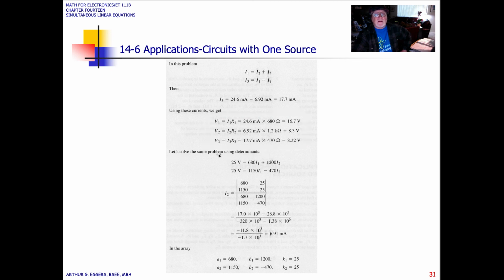Now it looks like the book is shifting gears here. They say let's solve the same problem by using the determinant. So in essence, we've started over again. So let's stop there, go to the next session, and start over again looking at the determinant solution.